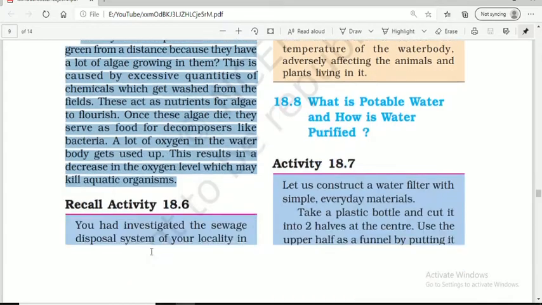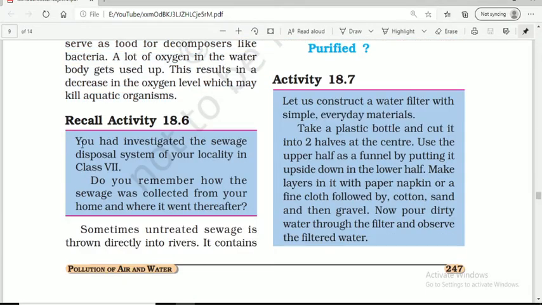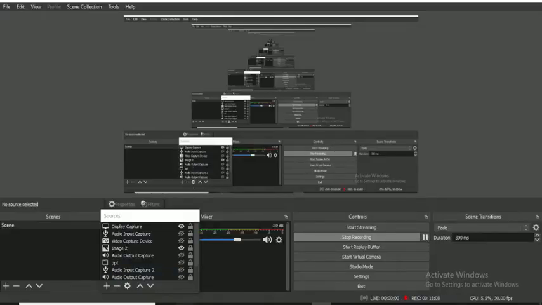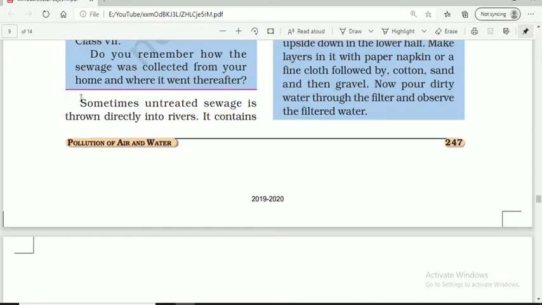Now we have to recall the activity. You had investigated the sewage disposal system of your locality in class 7th. Do you remember how the sewage was collected from your home and where it went thereafter? Due to time, we have to move on now.